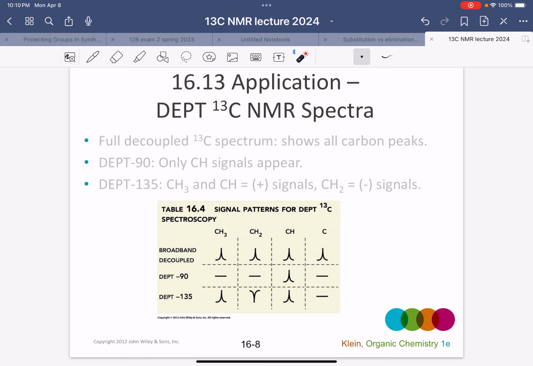In the DEPT 90, only the CH, the tertiary carbons, appear, and they're positive. And in the DEPT 135, we don't see any quaternary carbons. The CH carbons, the tertiary carbons, are positive, and so are the primary carbons, the CH3s. But CH2s show up as upside down negative peaks.